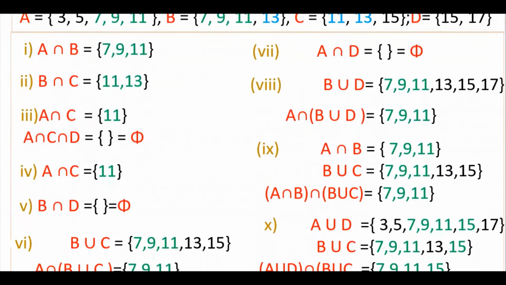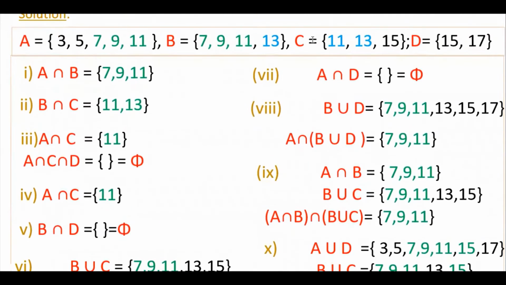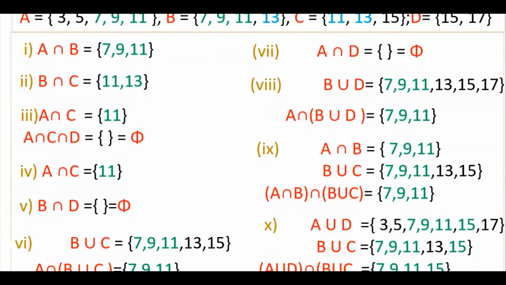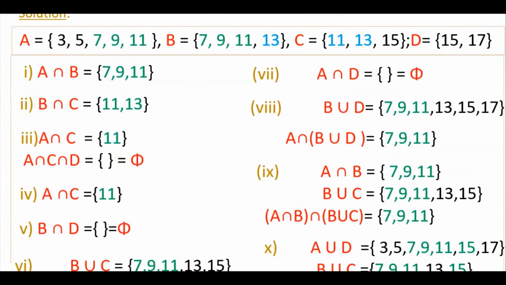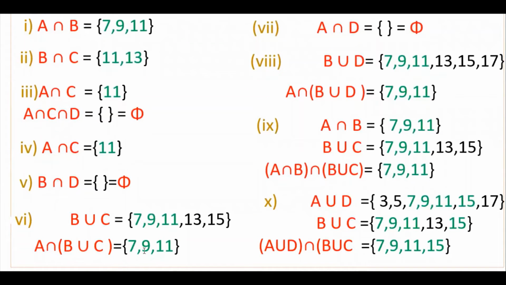And sixth one, you have to find A intersection (B union C). So first find B union C. Write all the elements of B and C: 7, 9, 11, 13, 15. Then A intersecting B union C. Here A is 3, 5, 7, 9, 11 and B union C is 7, 9, 11, 13, 15. Only 7, 9, 11 are common elements. So the answer is 7, 9, 11.